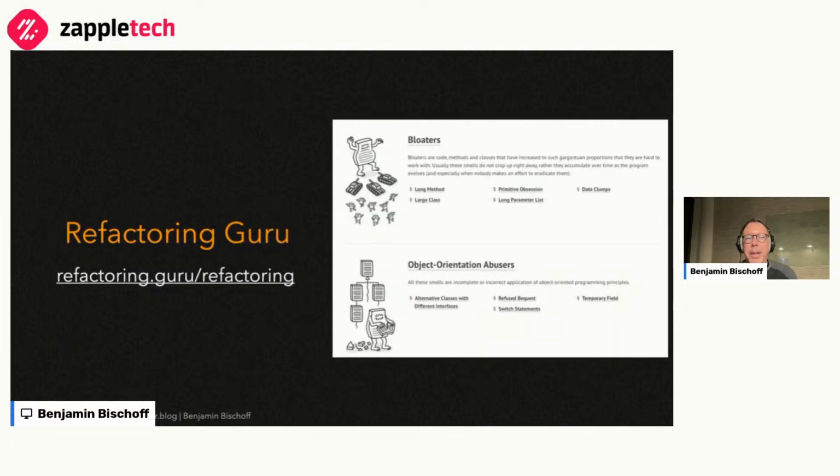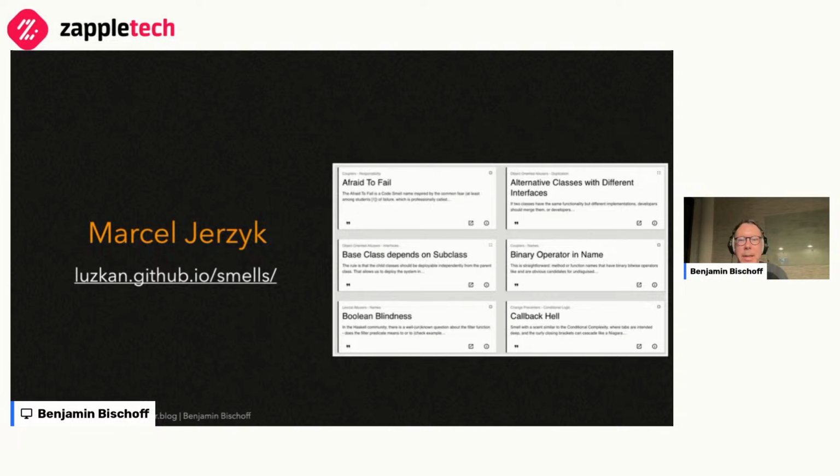Then there is the Refactoring Guru website that has a similar kind of content, but it just looks a little nicer. And it actually uses the categories and the taxonomy of the code smells that I showed you. And this one is a really nice website from Marcel Jesik. It's under this github.io address. And he actually created a website that you can filter by specific smells. And he actually wrote a thesis about code smells. So there's a lot of valuable information in there.